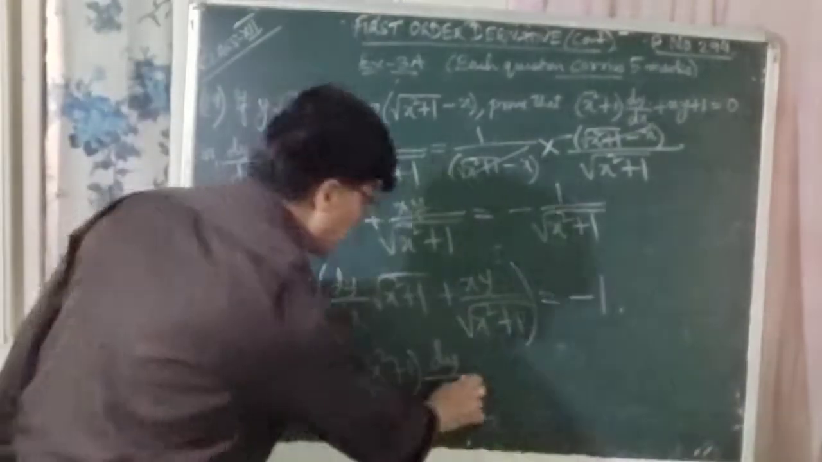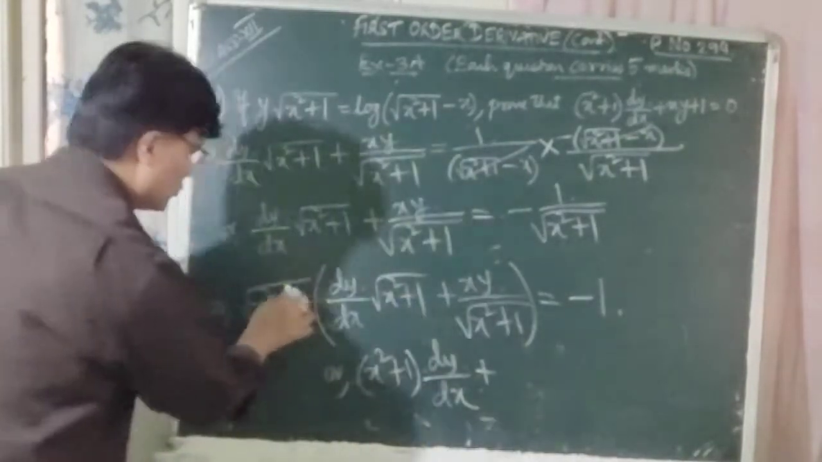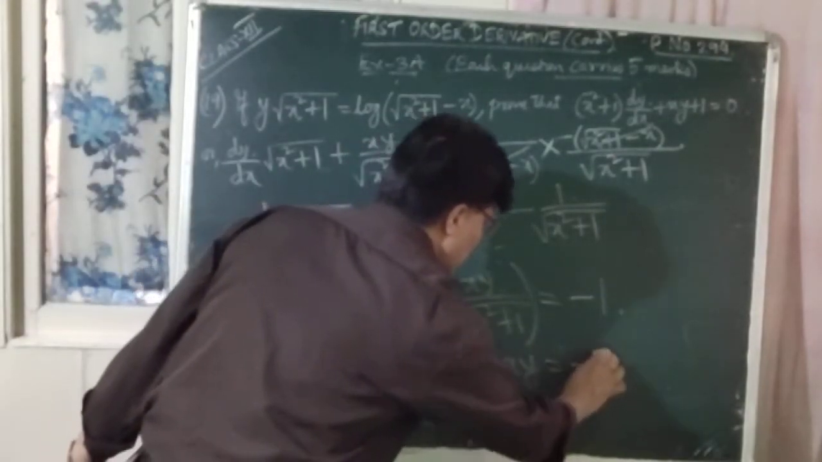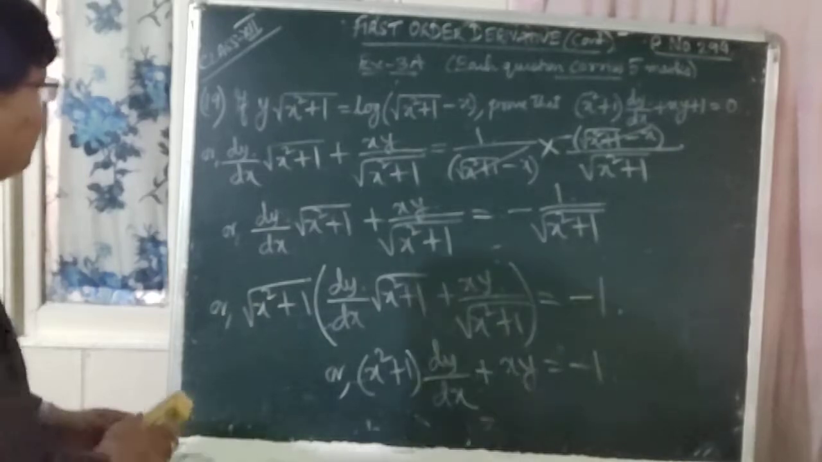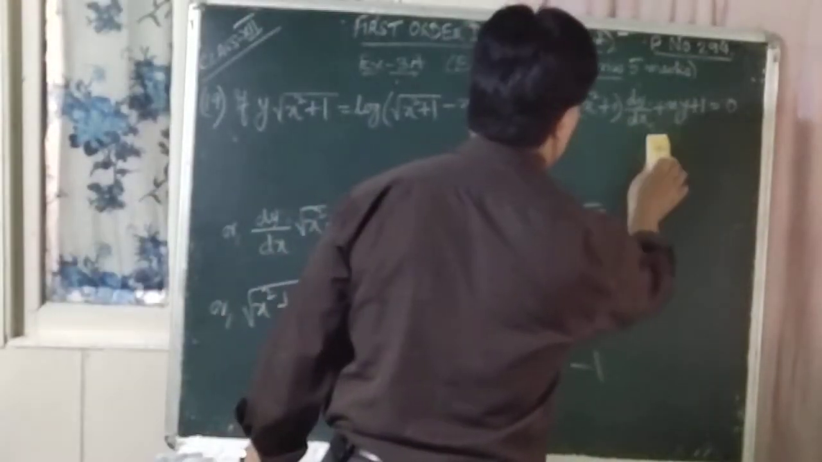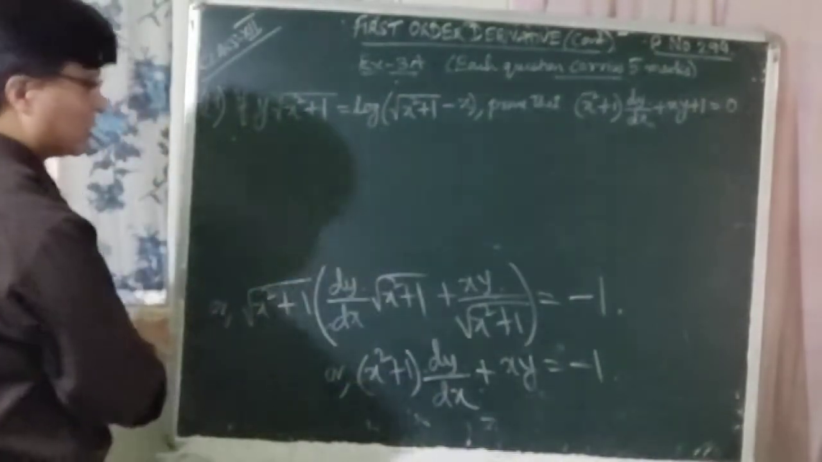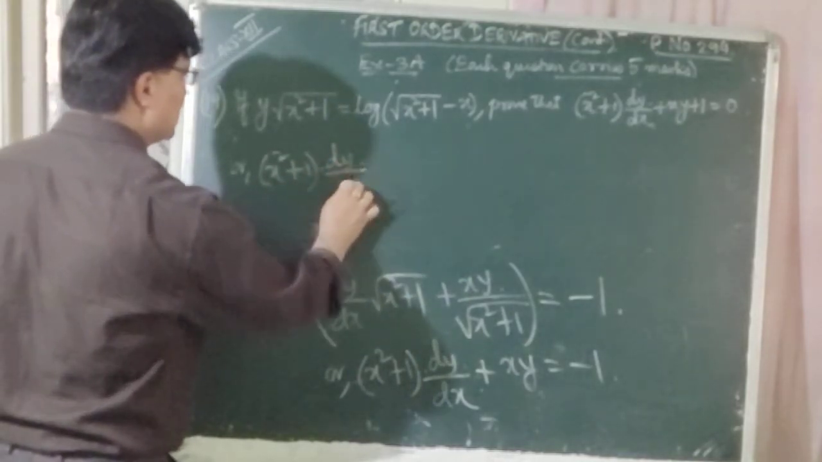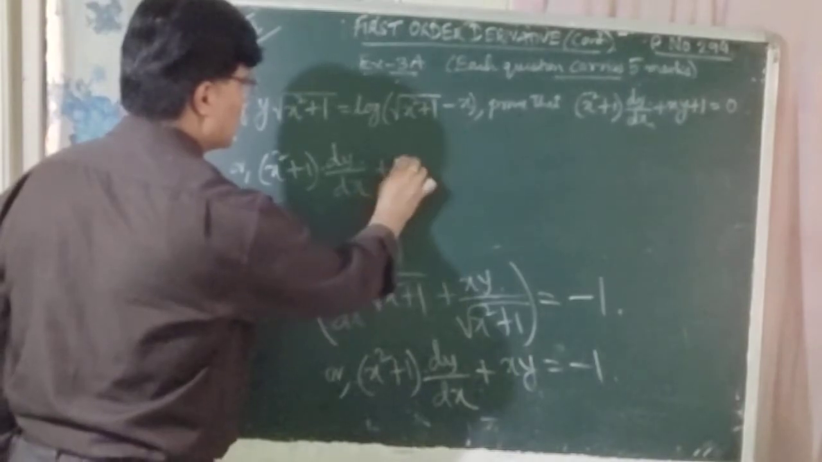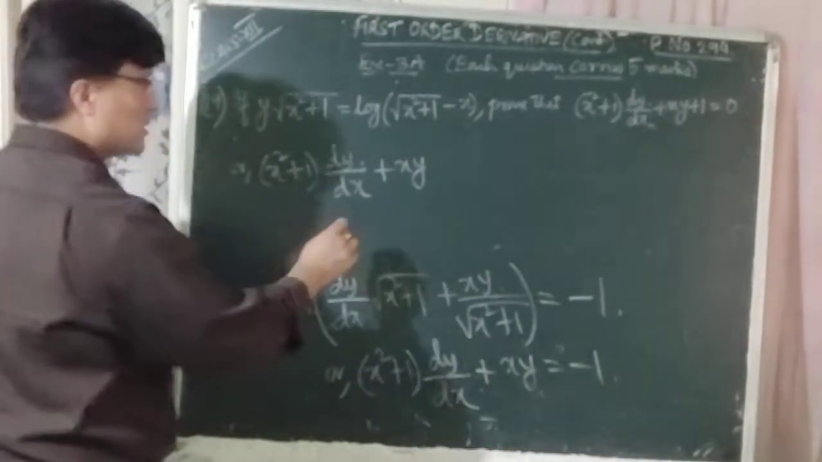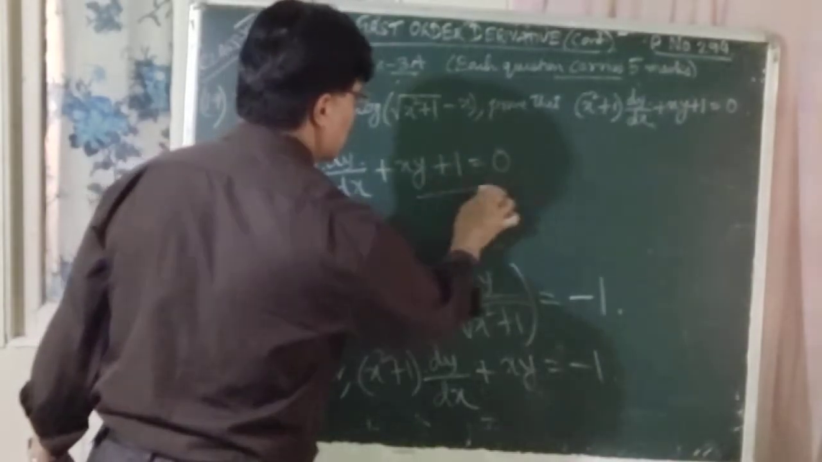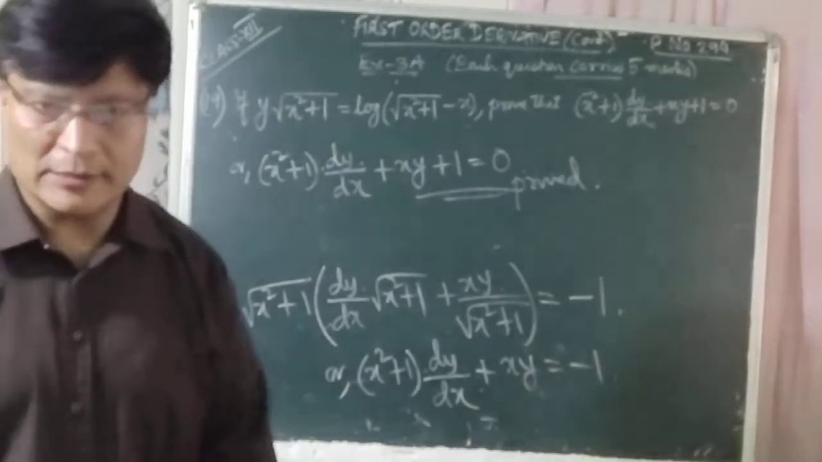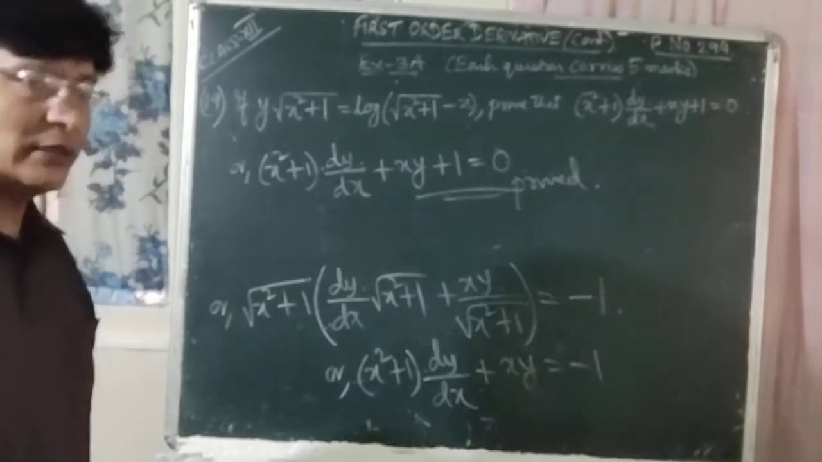Right? Then plus. Again multiply this fraction by root over x square plus 1. Root over x square plus 1 cancels. Plus xy, which is equal to minus 1. Okay? So in the next step, what will you do? Take minus 1 to the left hand side. So it is x square plus 1 into dy by dx, plus xy, then minus 1 taken to the left hand side becomes plus 1, which is equal to 0. So it is proved. So we got the result. Now we'll do the next problem.